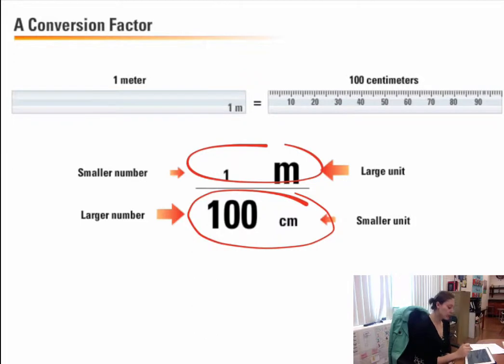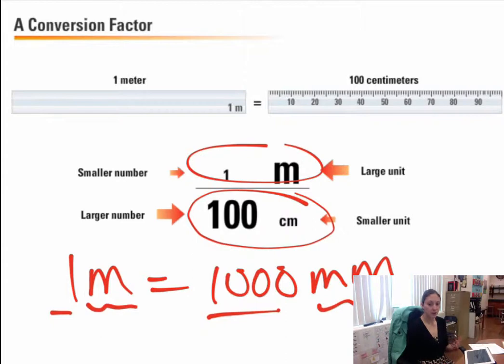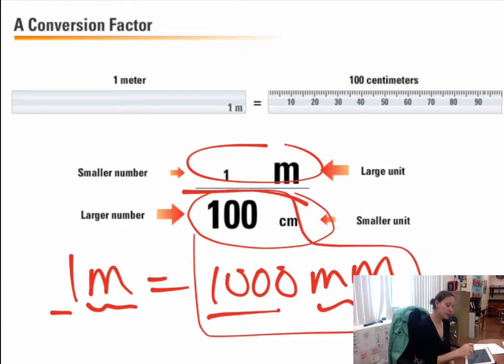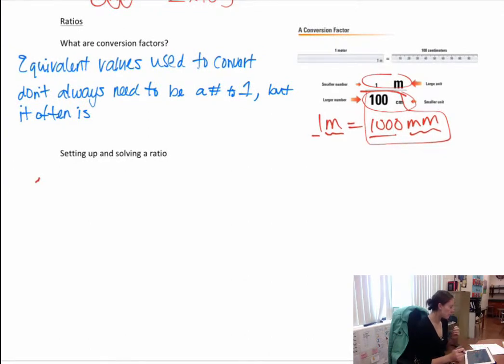You could also say in 1 meter there are 1,000 millimeters. I have the big number with the smaller unit and the smaller number with the bigger unit. It doesn't have to be to 1, because 100 centimeters and 1,000 millimeters are the exact same thing. So I can also use these two as a conversion factor. I could say if I have 100 centimeters, that's the same thing as 1,000 millimeters. We're going to look at a couple of examples using these conversion factors for ratios.